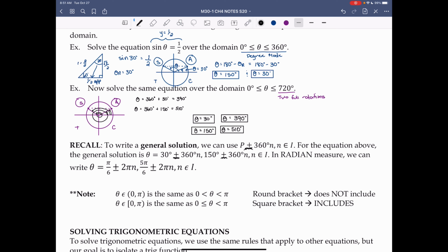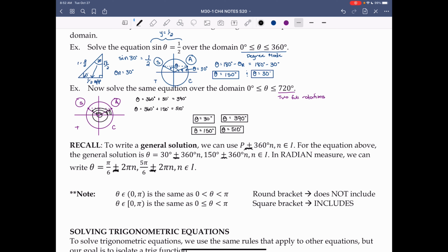Then in radian measure, we can write theta equals pi over 6 plus 2 pi n, and also 5 pi over 6 plus 2 pi n, where n is an element of the integers.